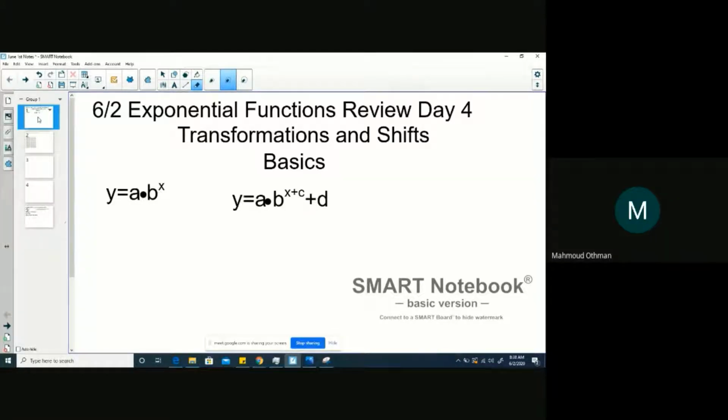Today's date is June 2nd, exponential functions. Review day 4, transformations and shifts.